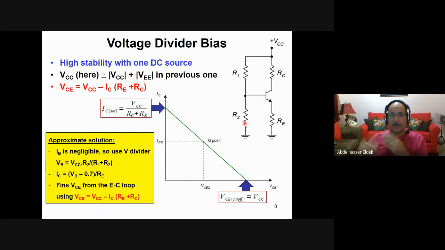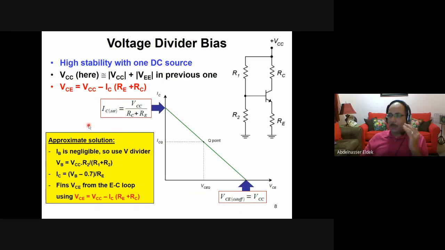Okay, now let's study this circuit and see how it works. Of course, as I said, usually we need to draw this load line, find the relation between VCE and IC, then draw the load line, and then find VCE and IC. This is what we need to do.